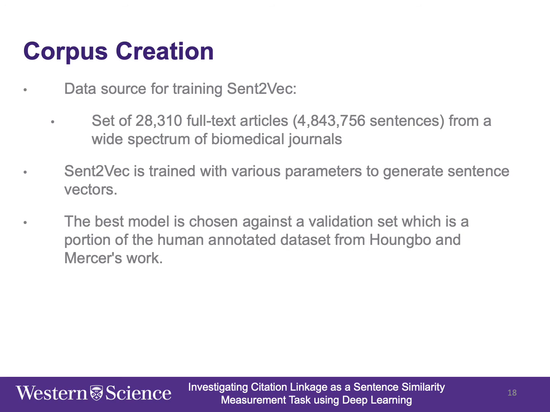So we used a Sent2Vec model for the annotated corpus creation, but at first we had to train our Sent2Vec. For that reason, a set of 28,310 full text articles containing more than 4 million sentences from different biomedical journals were used to train it. Sent2Vec was trained with multiple parameters and multiple times. Then the best model was chosen against a validation set, which is a portion of the human annotated dataset from Hongbo and Mercer's work.